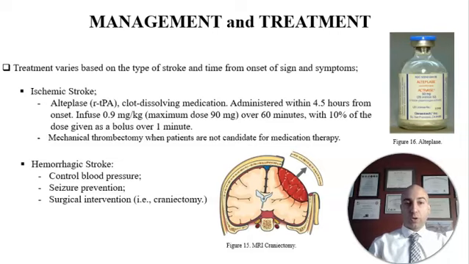For hemorrhagic stroke, management focuses on controlling blood pressure, seizure prevention, and surgical interventions, like craniectomy, to relieve intracranial pressure.